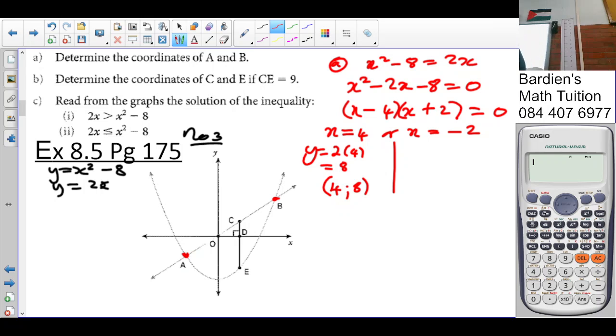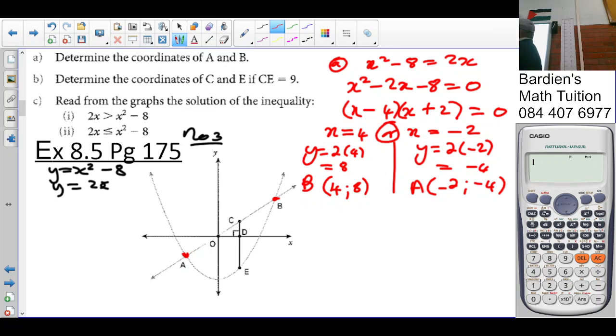B. Why is it B? Because x is positive and y is positive. As you can see on A, x is negative and y is negative. So on the other hand, you got y is equal to 2 times negative 2, which is negative 4. Which makes your A value (-2; -4). Okay.